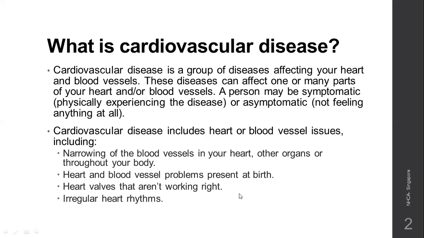Then heart rhythms, the way the heart pumps. If that is irregular, it is called cardiac arrhythmias. This is the way the heart pumps, the contractions, the relaxations, the time space between the contraction and relaxation. That also is important. So these are some examples, some areas where heart and blood vessel issues can develop.